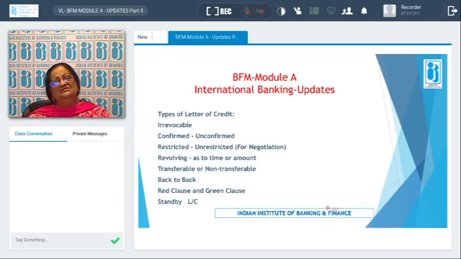The last type of LC, that is the standby LC. This LC is, in fact, not really an LC, but it is a guarantee, which is opened in the format of an LC. So the nature of this LC is more like a guarantee, and it will be paid upon default of the applicant. Only if there is a default, it will be paid.